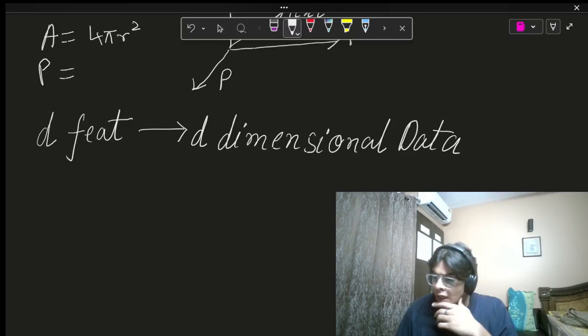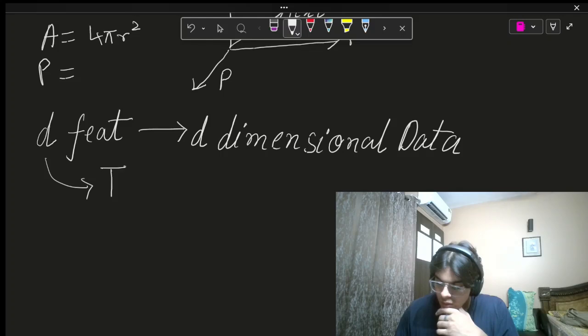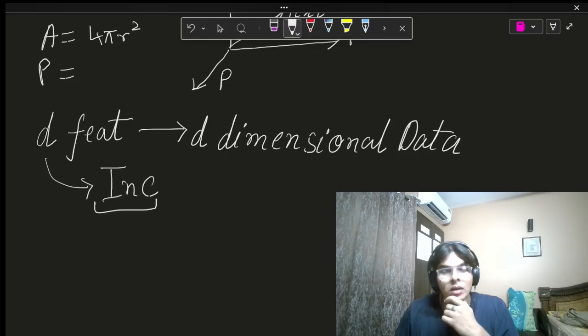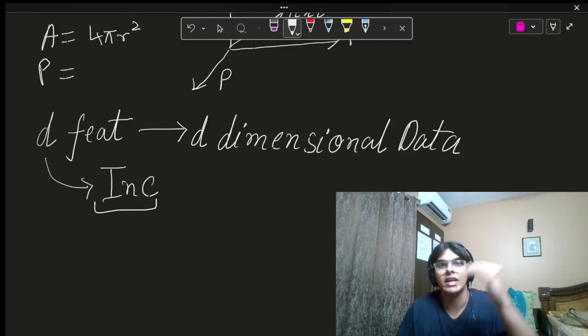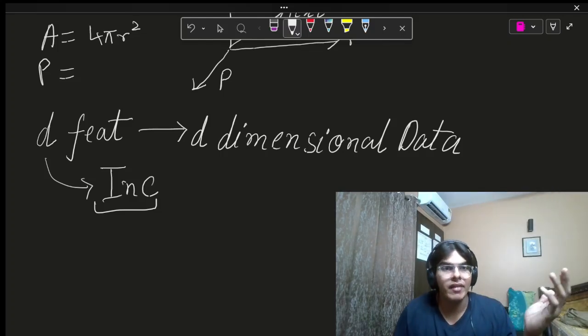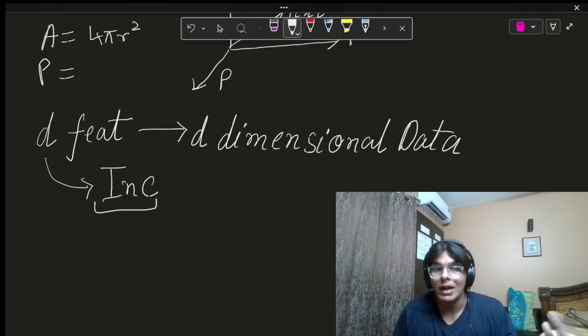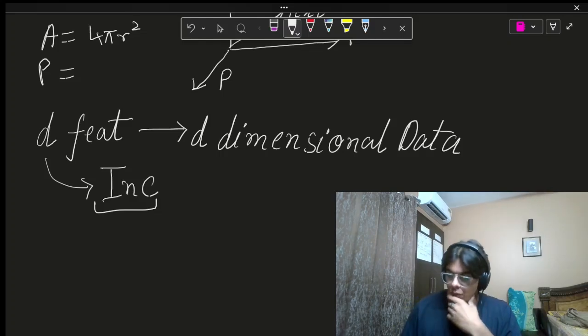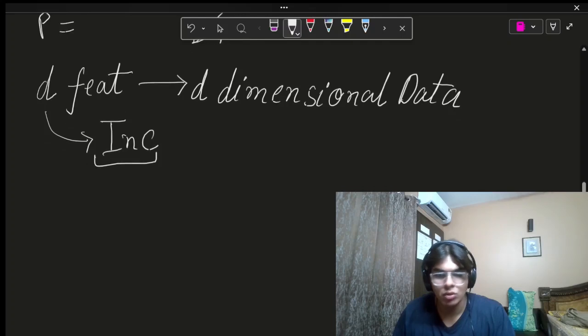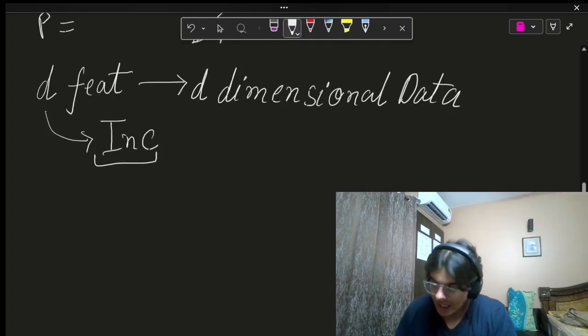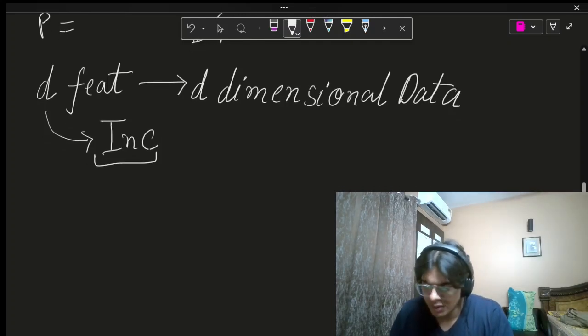Now comes an issue. What happens when this d increases? Because like I said, we can have any number of d depending upon how the data set looks, what the data set is given to us. So it can scale up to 20, 25, even 30. What happens then? Is it bad? Is it good? Let's discuss that. So when this d increases, a very simple thing happens.